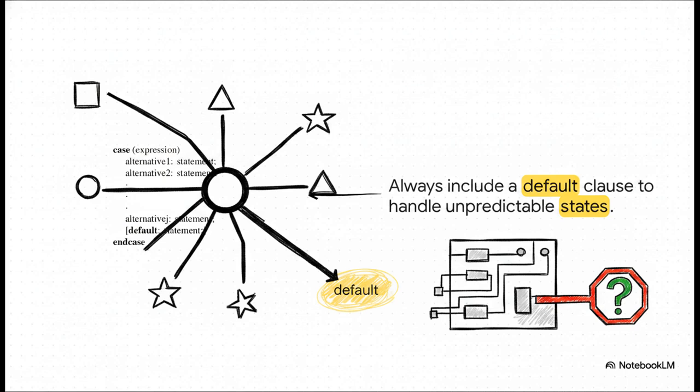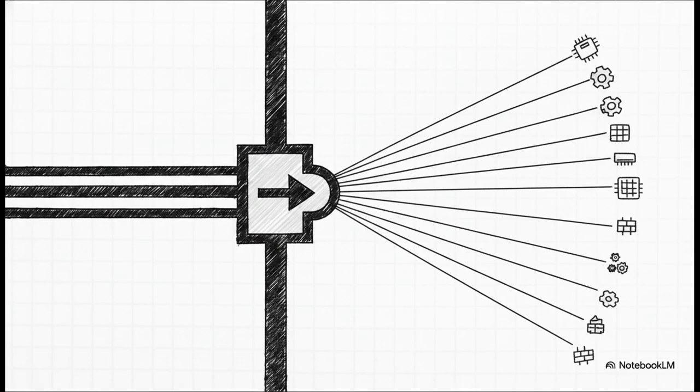If your alternatives don't explicitly cover every single possible variable state, you absolutely must include a default clause to tell the hardware what to do. If you forget it, you're going to get some wildly unpredictable behavior. To really appreciate the sheer power of the case statement, consider the 4 to 16 binary decoder.